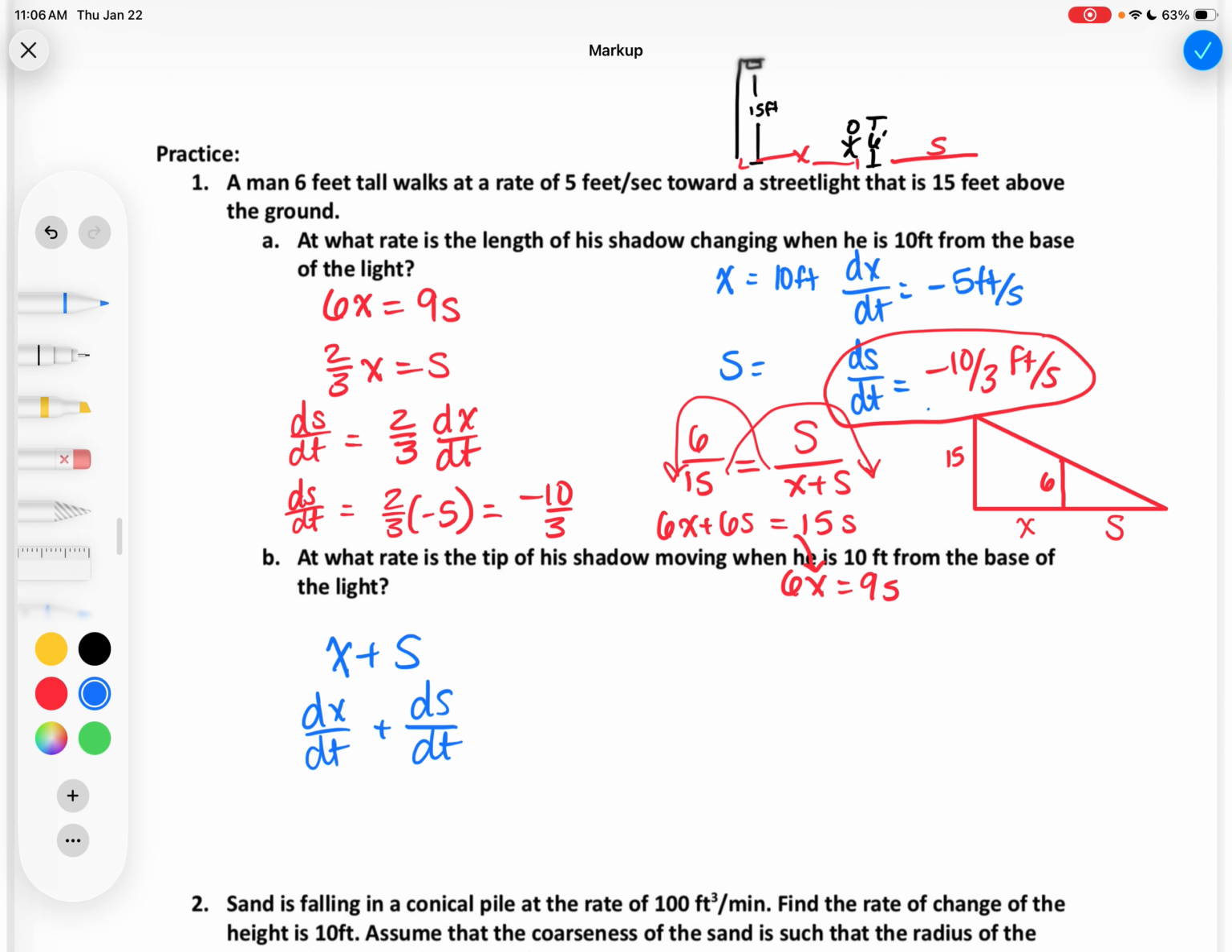So dx/dt plus ds/dt, which is -5 plus -10/3, and that's going to end up giving me, let me make this common denominator 3, so -15/3 minus 10/3, so -25/3 feet per second is the rate at which the tip of his shadow is moving.